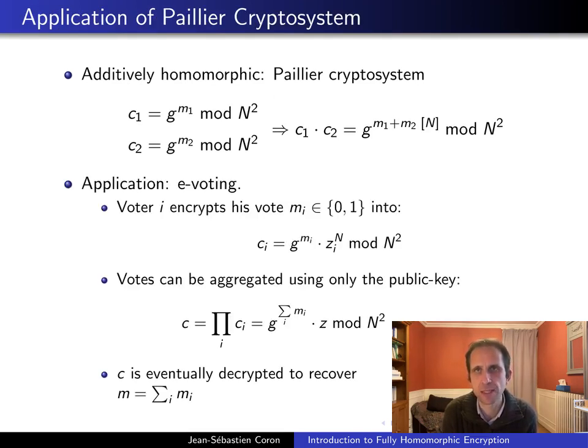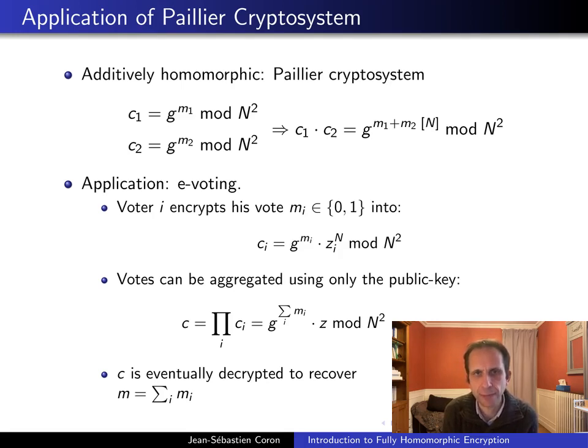So we have this Paillier crypto system which is homomorphic for the addition, and one simple application for this is e-voting. So assume that every voter encrypts his vote mi, which is simply a bit, into ci equal g to the mi and zi to the n modulo n squared, which is the definition of the Paillier crypto system. So we need this zi to the n, where zi is random, to obtain a probabilistic encryption scheme. Otherwise, we will have no security.